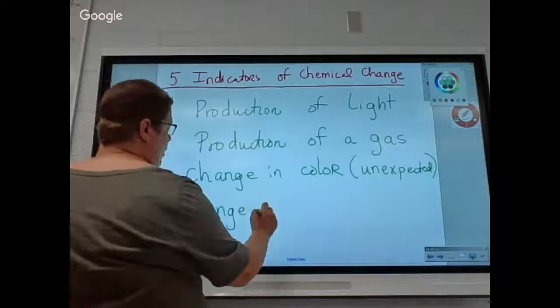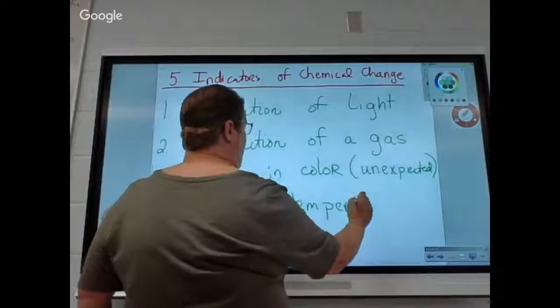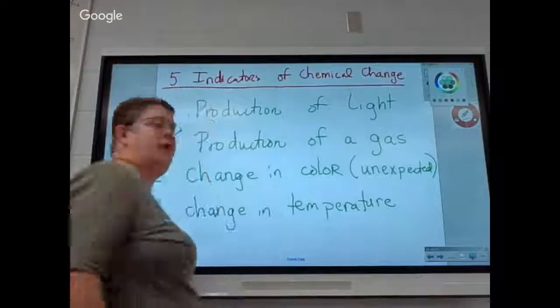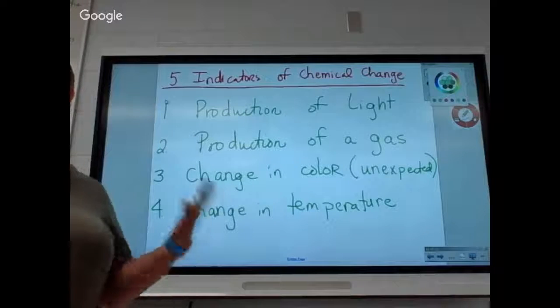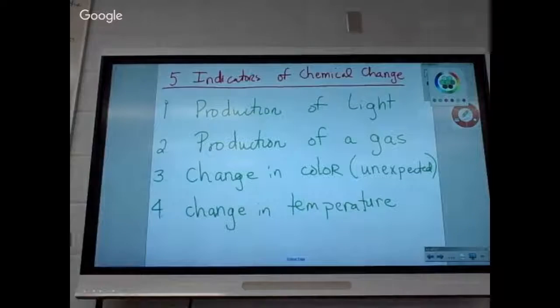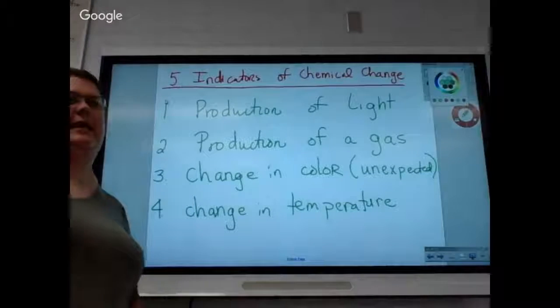Change in temperature. Now, when I say change in temperature, I mean we didn't put it on the stove and heat it. We didn't stick it in the refrigerator. It changed on its own. Now, there are two temperatures you should remember from biology class. Anybody remember what they are? They start with E's.